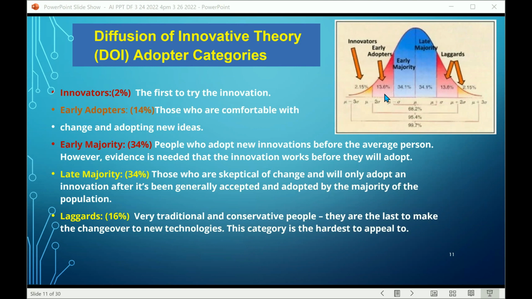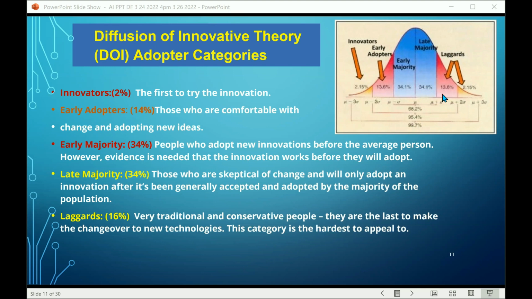Early majority, that's 34% right here. People who adopt new innovations before the average person. However, evidence is needed that the innovation works before they will try it. Late majority, right there, 34%. Those who are skeptical of change and will only adopt an innovation after it's been generally accepted and adopted by the majority of the population.